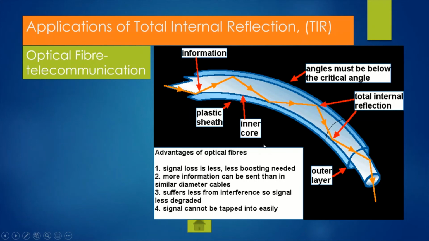So what's the advantage of optical fiber as compared to copper wire? Number one, less signal loss, because copper wire has resistance, while in optical fiber there is no resistance. Number two, more information can be sent at the same time because optical fiber is very small, and in one bundle of cable there are many optical fibers. Each optical fiber can send one piece of information. Therefore, at one time, much information can be sent together.